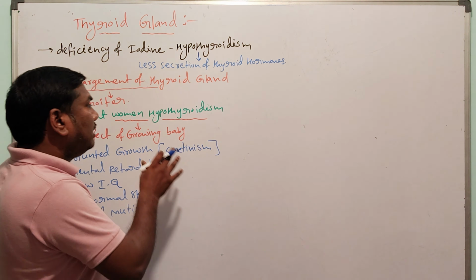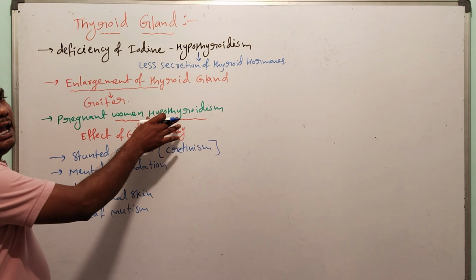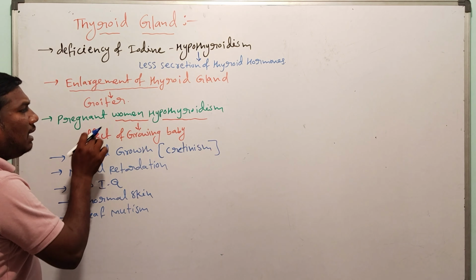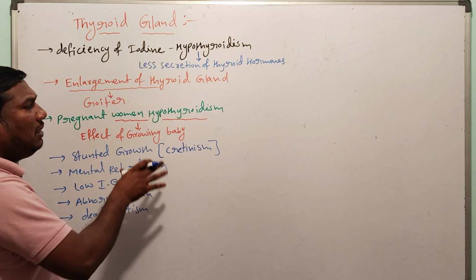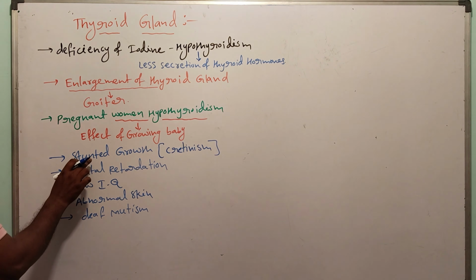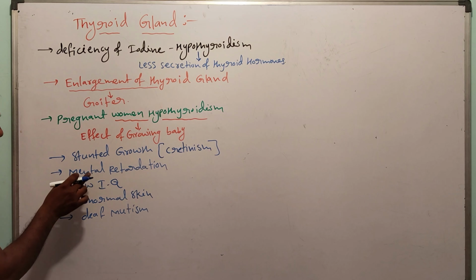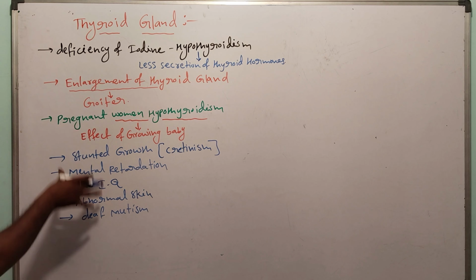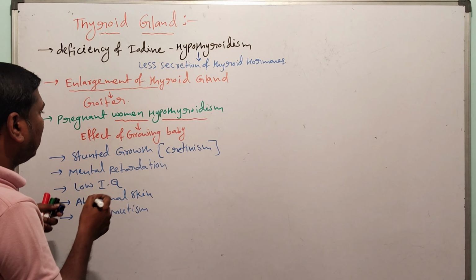So these are the pregnant women with hypothyroidism, affecting the thyroid. The babies are affected inside the uterus. The baby's symptoms are stunted growth, mental retardation, low IQ, abnormal skin, and deaf mutism.